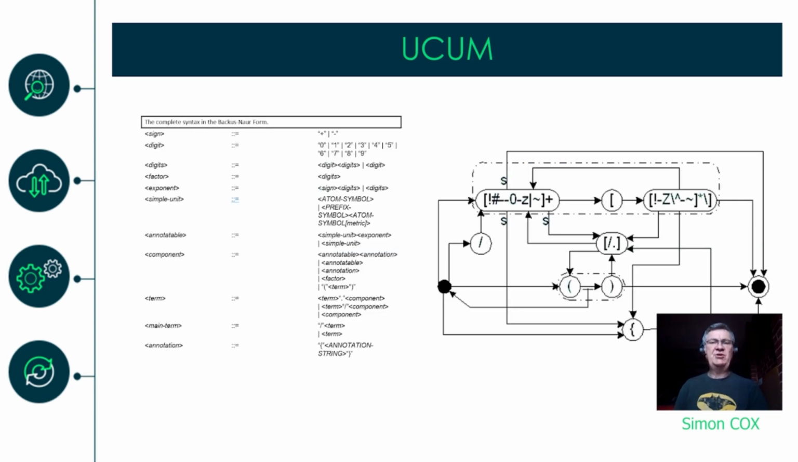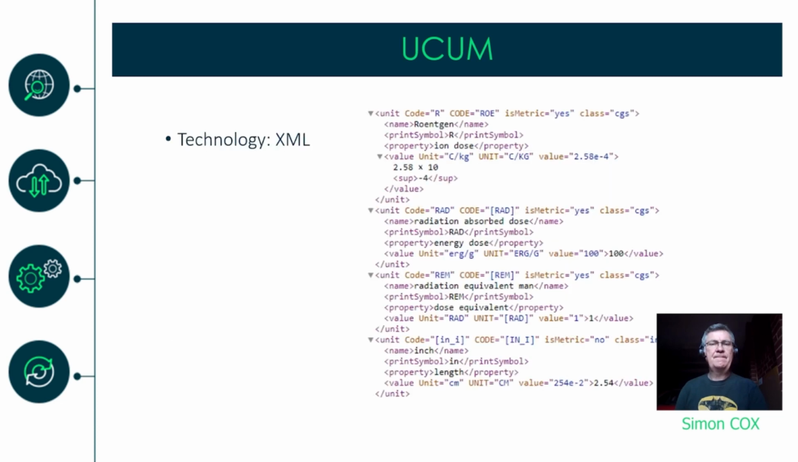The formal definition of UCUM is a Backus-Naur production rule, which can be implemented using the finite state machine shown on the right. The UCUM dataset is an XML document. You can see the small amount of detail required for each definition here.